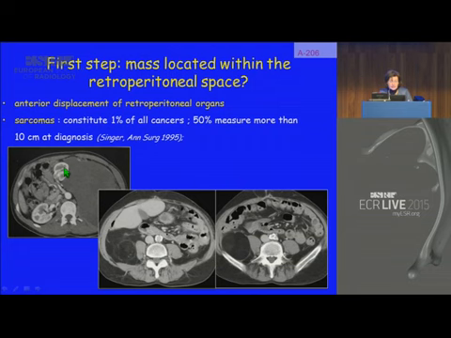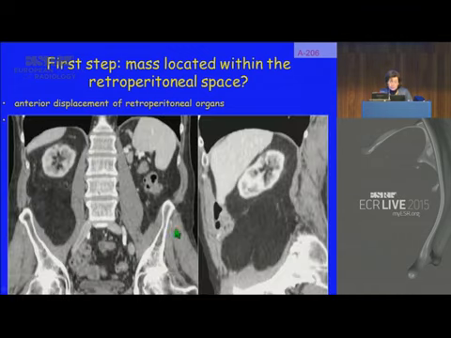Let's say a few words about sarcomas. They constitute only 1% of all cancers, but they are usually huge, and 50% of them measure more than 10 centimeters at diagnosis, as in this example, a huge liposarcoma, which compresses the psoas muscles and displaces the bowel loops towards the left part of the abdomen. And this huge liposarcoma displaced the kidney upward and anteriorly, and you can see the liposarcoma.